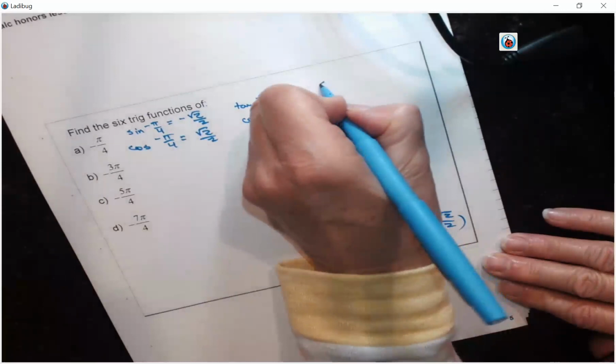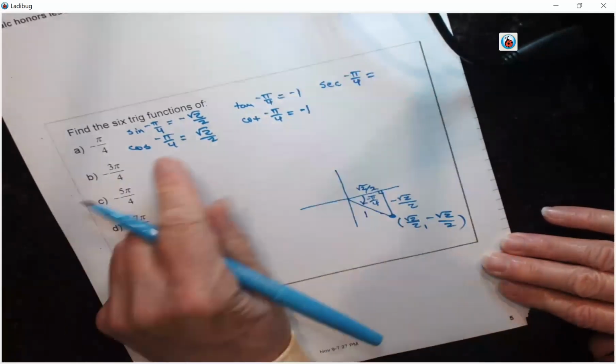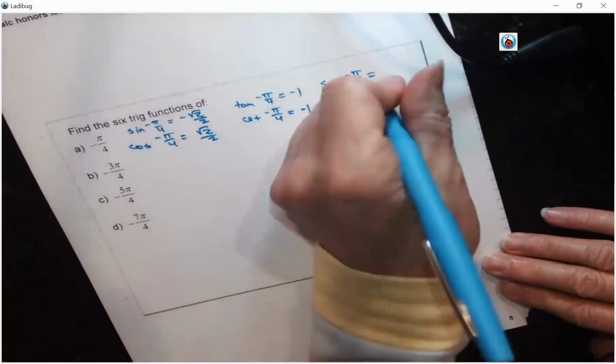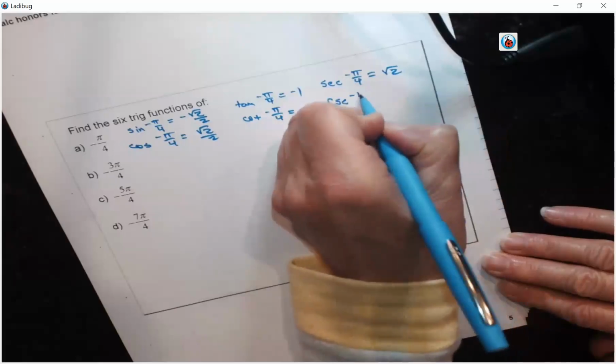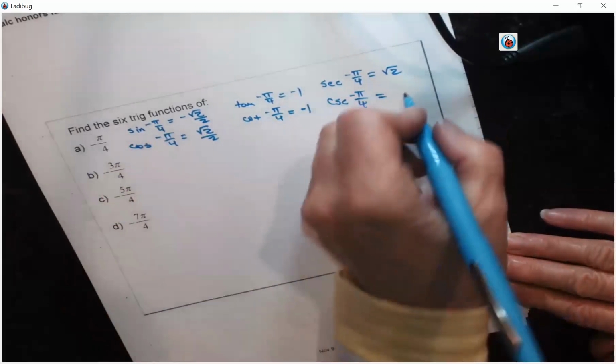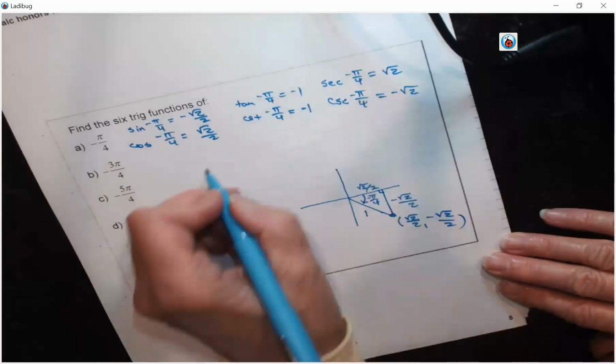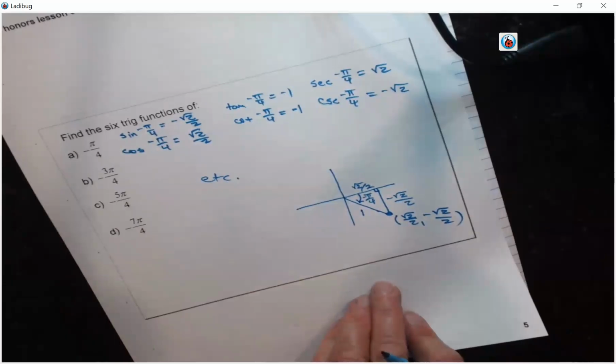The secant of -π/4 is the reciprocal of the cosine, which will be +√2, and the cosecant of -π/4 is the reciprocal of the sine value there. It's negative, so it's -√2. And again, I'm going to write et cetera here because you should be able to fill in those others as well. All right, let's do some identities.